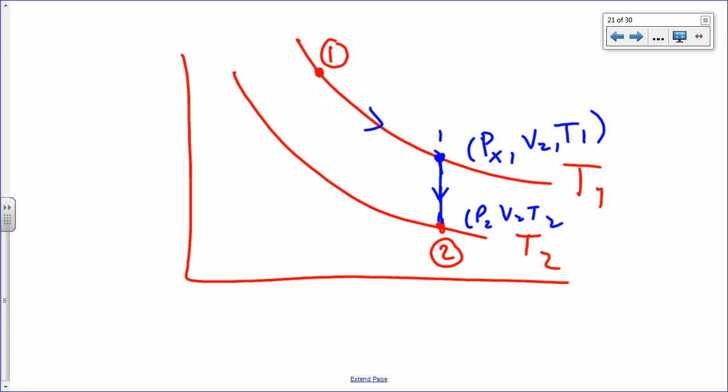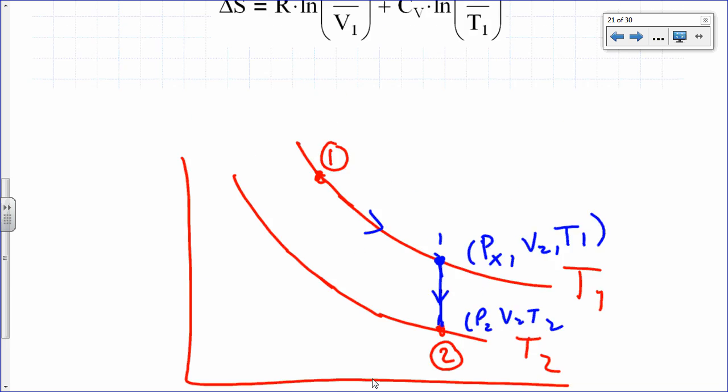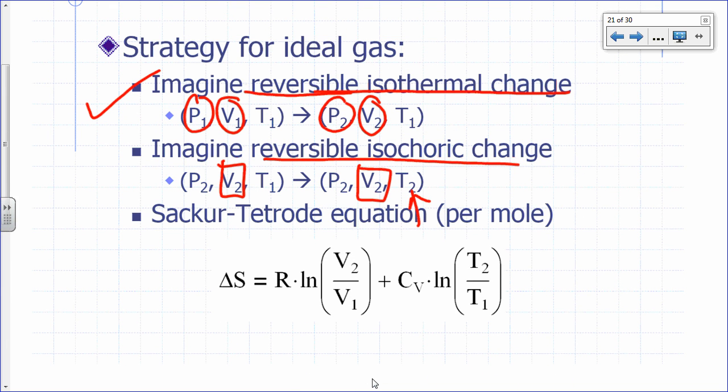So I do isothermal and then isochoric. Another way you could have done this is you can go isochoric and then isothermal. But it's the same thing. It gives you the same result. This is an alternate path. So, correction here. This pressure is not going to be P2. This is going to be some intermediate pressure, P sub x. But you end up with your final pressure P2, the desired final pressure.